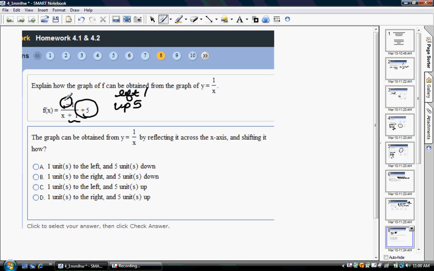And then we already talked about this negative before, I think. To take the opposite of y means that it's going to reflect across the x-axis. And so it says a graph of this can be obtained from 1 over x by reflecting it across the x-axis and shifting it how? Well, then we would need to do left 1 unit and up 5 unit. So that would be part C there.